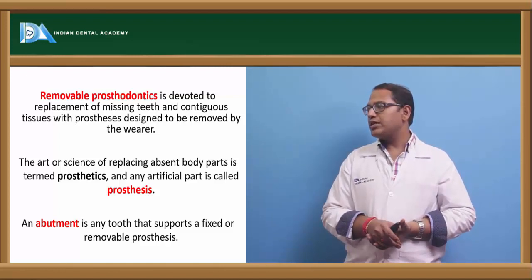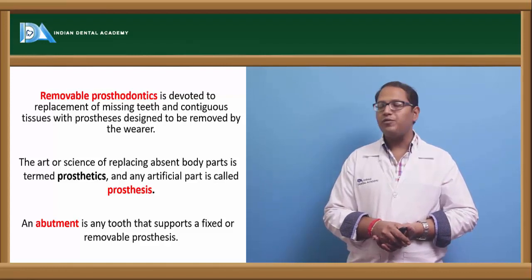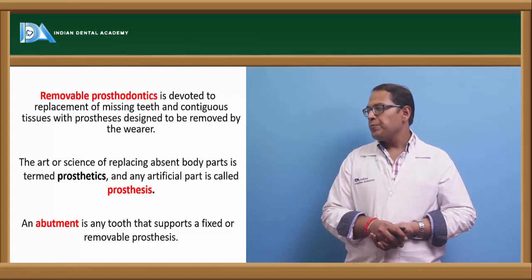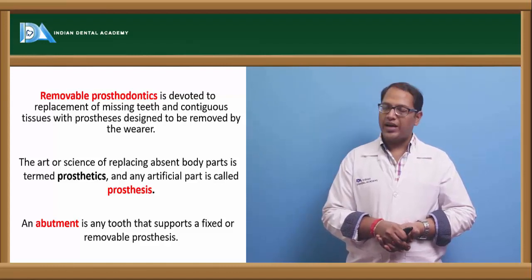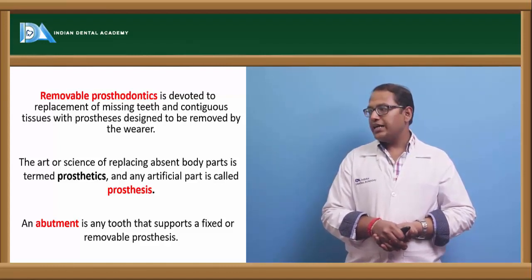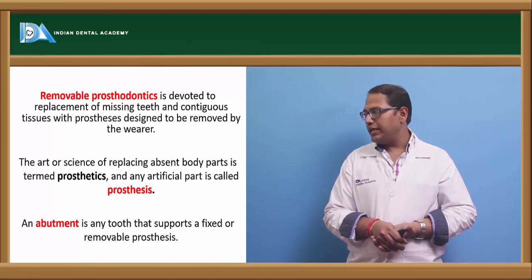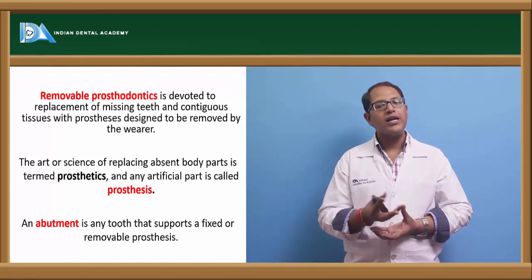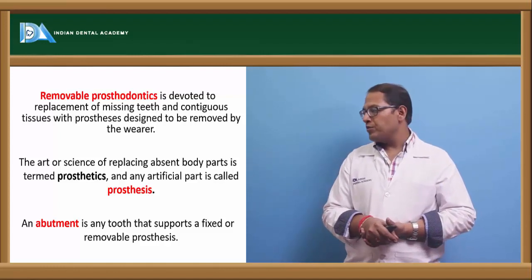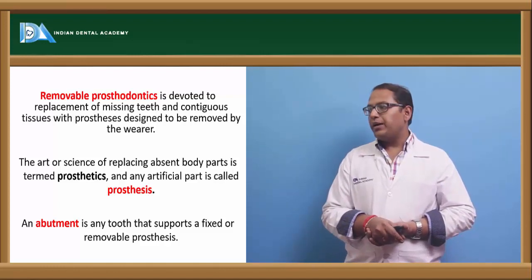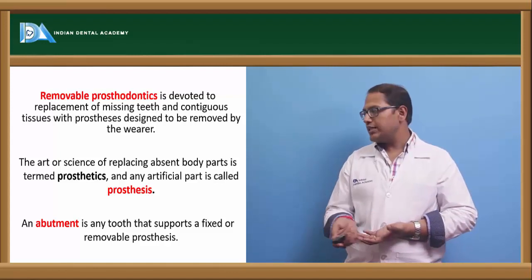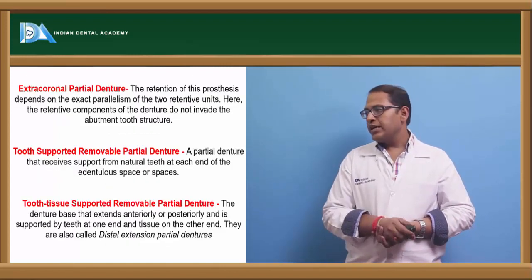Now removable prosthodontics is devoted to replacement of missing teeth and contiguous tissue with a prosthesis designed to be removed by the wearer. The art and science of replacing absent body parts is termed prosthetics, and that artificial part will be termed a prosthesis. An abutment is any tooth that supports a fixed or removable prosthodontic prosthesis.